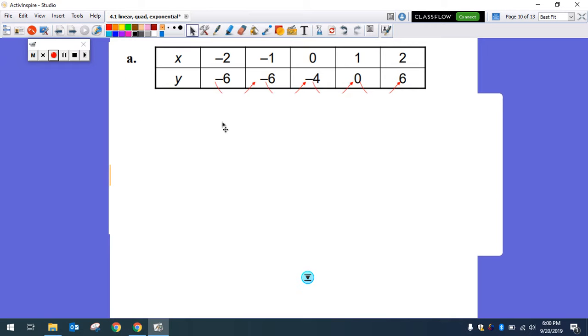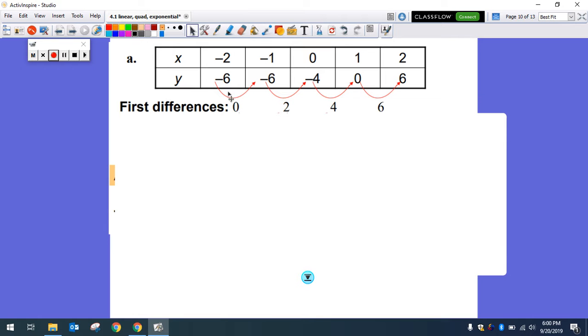So to get from -6 to -6, we did not change any, right? From -6 to -4, we added 2. -4 to 0, we added 4. And 0 to 6, we added 6. So it's not going to be linear. Because look, did I add the same thing? No. I added 0, and then 2, and then 4, and then 6. So it's not linear. Okay?